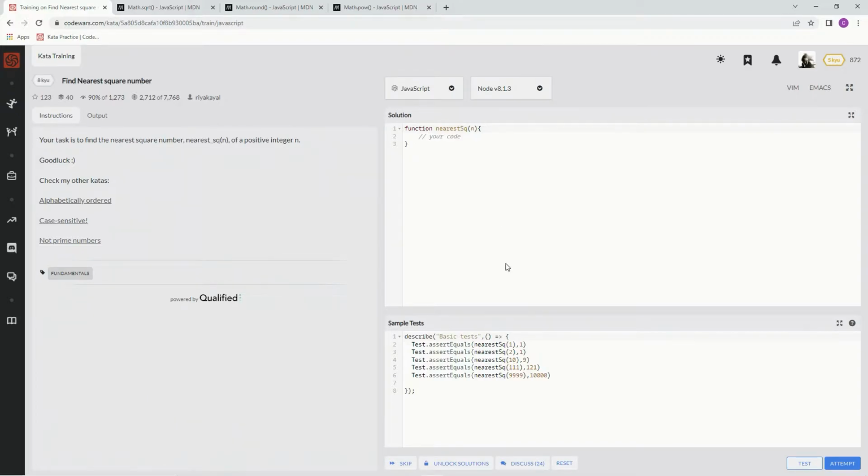Let's say this n is 10, right? Somehow we're going to have to get 9 because that's the closest one. Same with 111, we're going to have to get 121. So to do this, we're going to have to use a little mathematical logic.